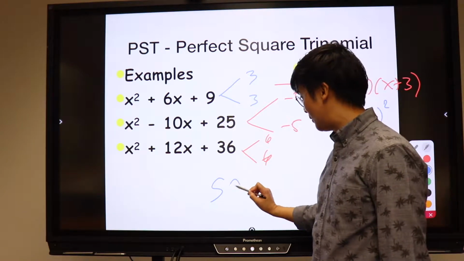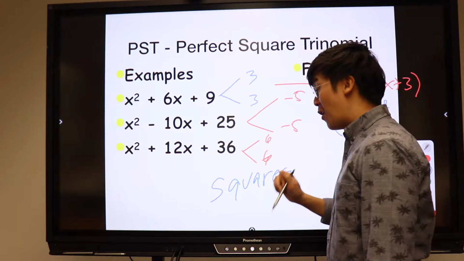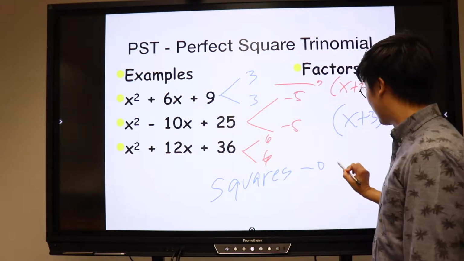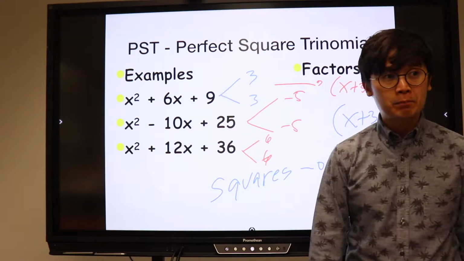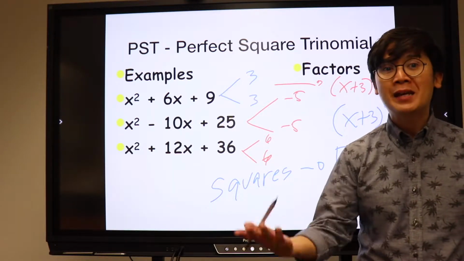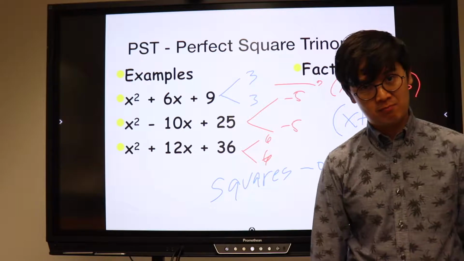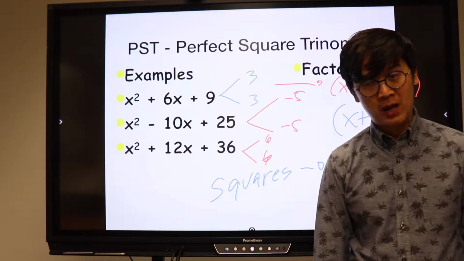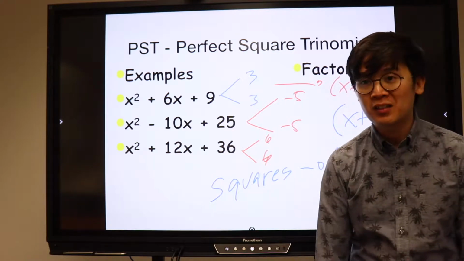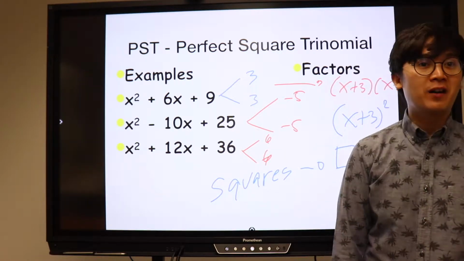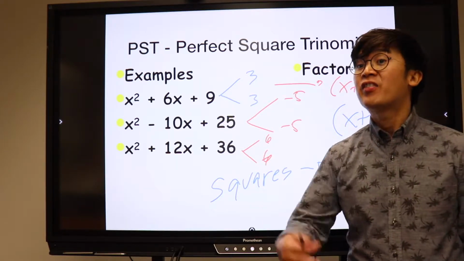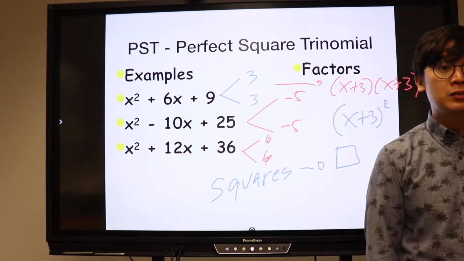Another vocab. When we talk about squares in algebra, it's not just the shape of a square. What is a square in algebra? Give me an example of a square in algebra. I'll give you one. 9, because 3 times 3 is 9. Give me another one. 36. 36 is a square because 6 times 6 is 36.